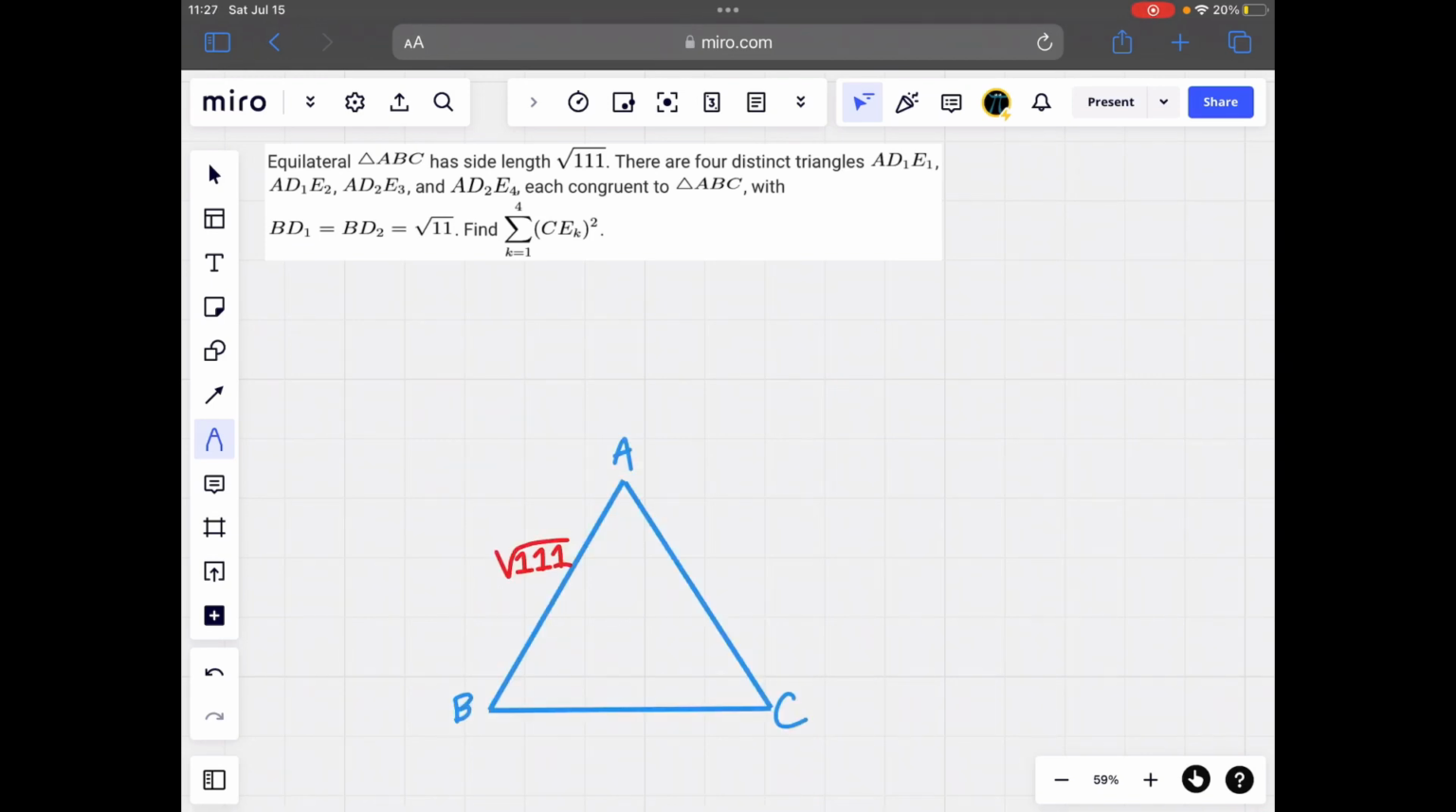Equilateral triangle ABC, which has side length root 111, and we want to find all the triangles which have one vertex at A and are congruent to ABC with another vertex that is root 11 away from B. So it's clear that since all of the other points are the same distance away from A, they're all equilateral triangles with the same side length as ABC, it's clear that all of the other points, both D's and all 4 E's, lie on the circle centered at A through B and C. In other words, the circle centered at A with radius root 111.